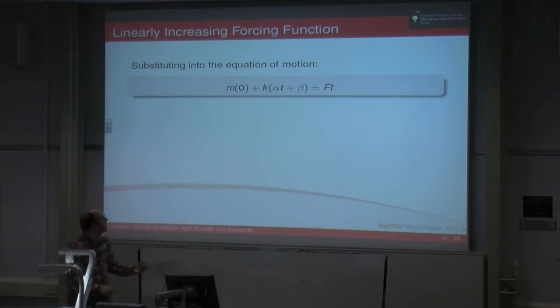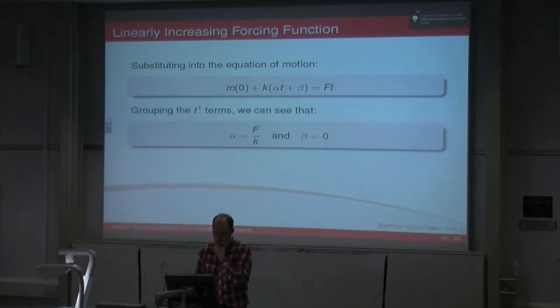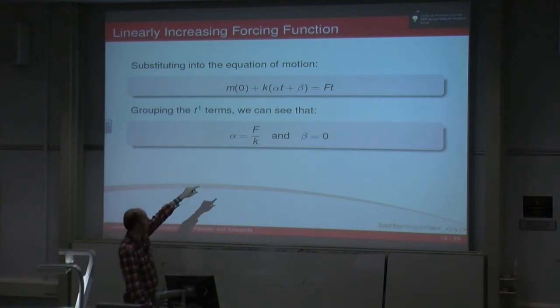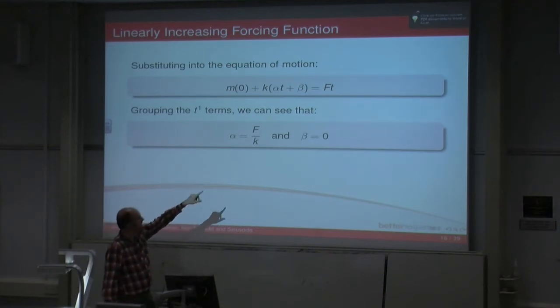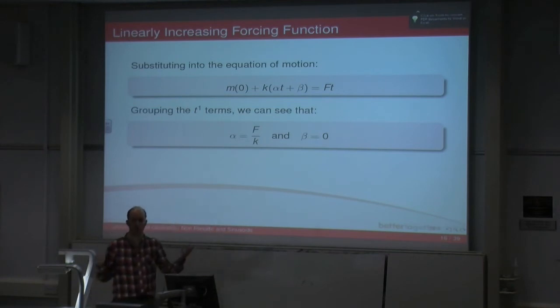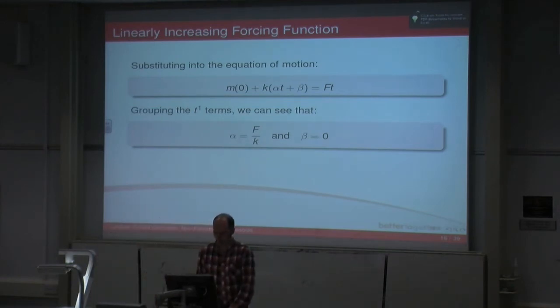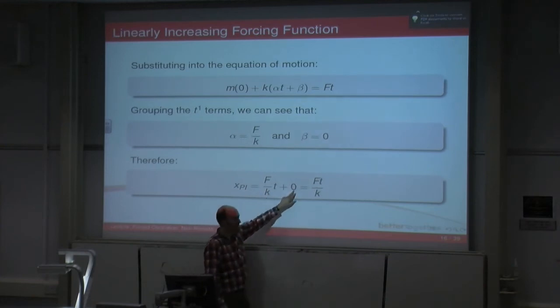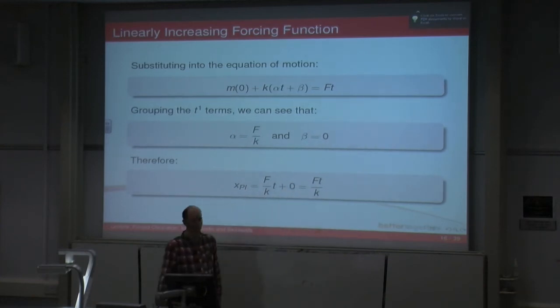X double dot was 0, and then for k we've got alpha t plus beta. If you group the t to the 1 terms, so k alpha t equals f t, well, you end up with f upon k for alpha, and beta just so happens to be 0. So we can stick that back into the solution and we end up with x_pi is f0 upon k, because we had alpha t plus beta, which was 0. So you end up with f t upon k as your solution, as x_pi.